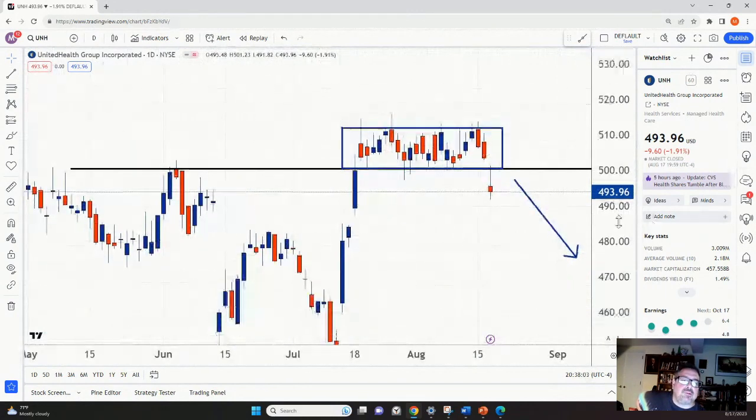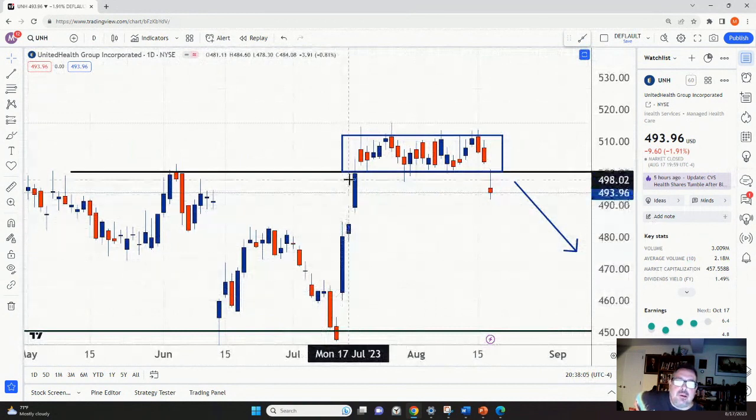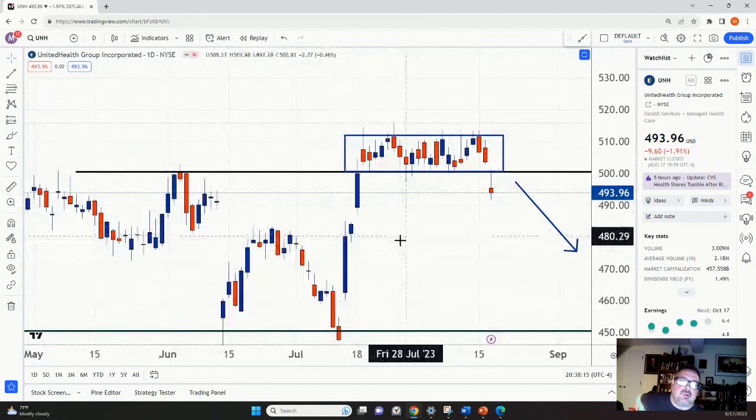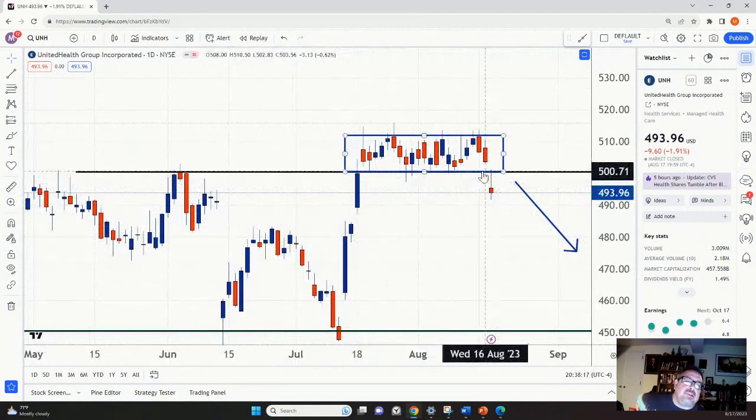When you rip through levels like this really fast, there's just not enough time for there to be a lot of, there are sellers obviously, but we just blow through these levels really fast. There's not enough time for there to be a lot of vested interest for them. So there's a good chance that we make a decent move lower because when sellers come into this market, they're going to have a hard time finding buyers.